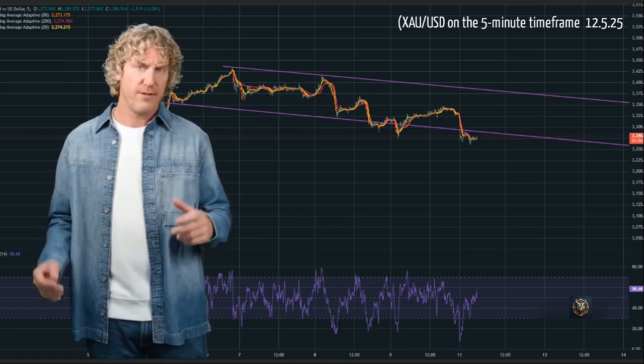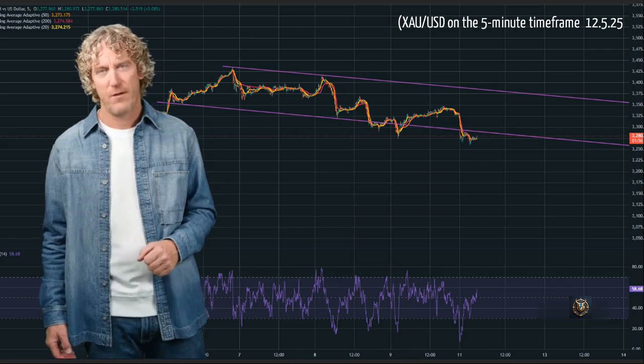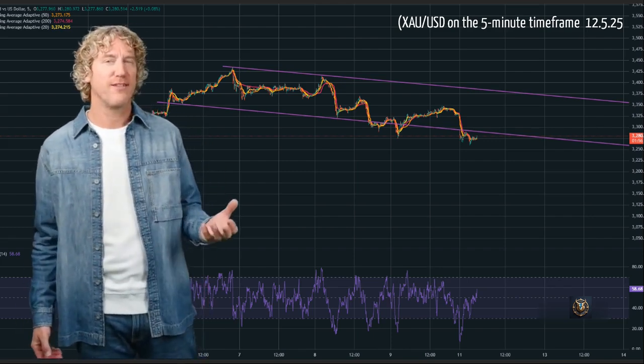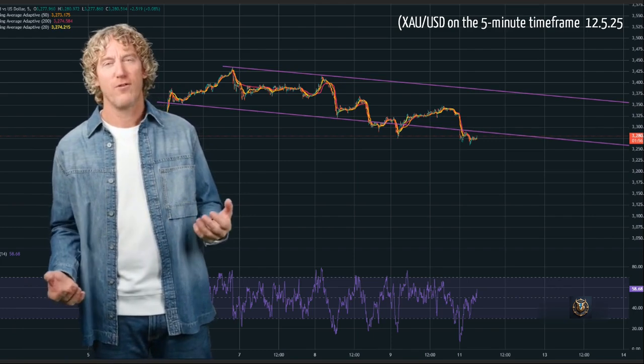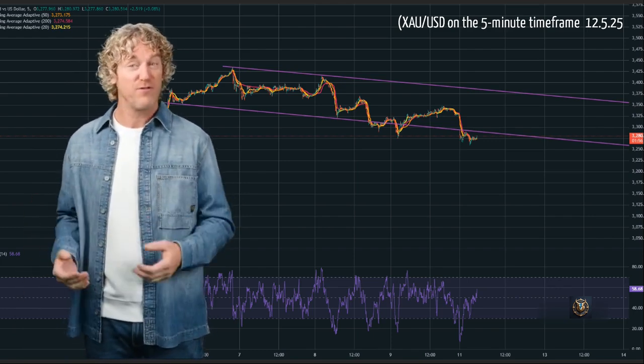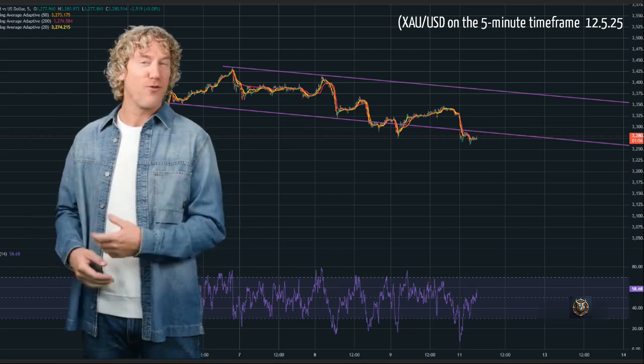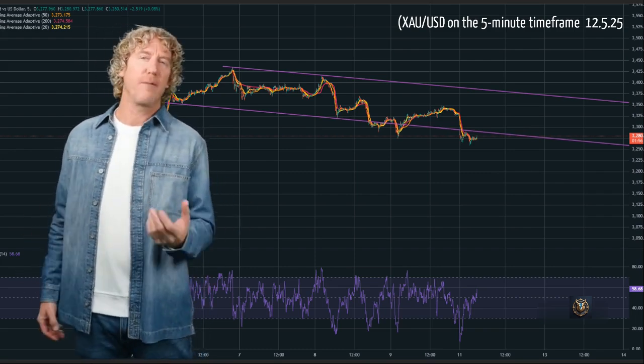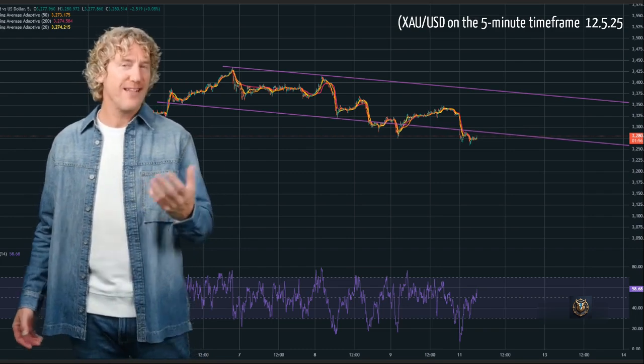Channel boundaries. The price remains within a descending parallel channel. Upper boundary resistance, around 3,365 to 3,370. Lower boundary support, currently near 3,250. The price recently bounced off the lower channel and is retesting the mid-level.